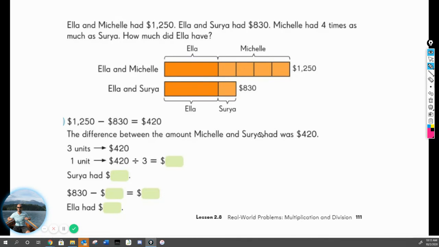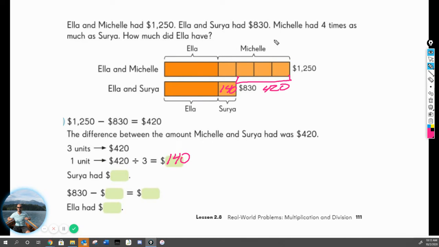The difference between the amount Michelle and Surya had was $420. Whoo-wee. Let's see. So 3 units is $420. This right here is what they're saying is 420. So 420 divided by 3 is 140. So each unit, in this case Surya, is 140.